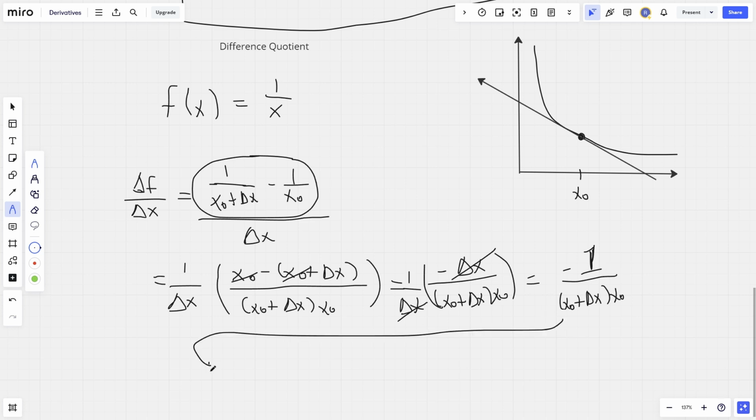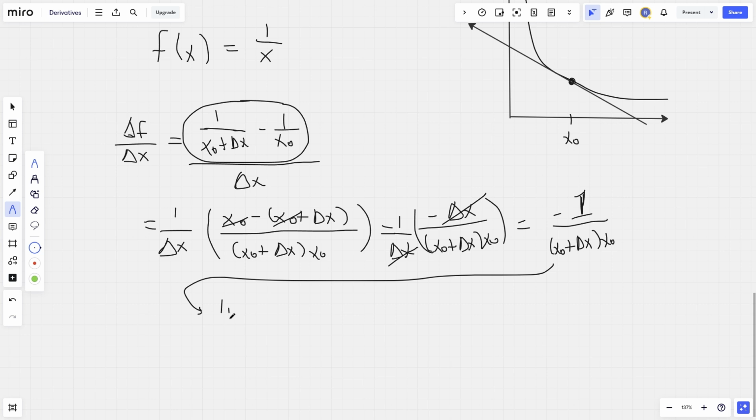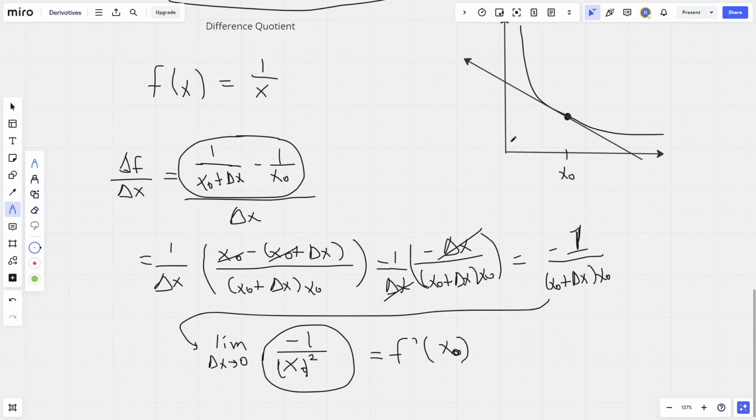So now if we take the limit as delta x approaches 0, imagine delta x as being 0. This just turns out to be negative 1 over x0 squared, right? And this is going to be f prime, or the derivative, at x0. And this makes sense because our slope is negative here, and if you look at the tangent line, it also has a negative slope.